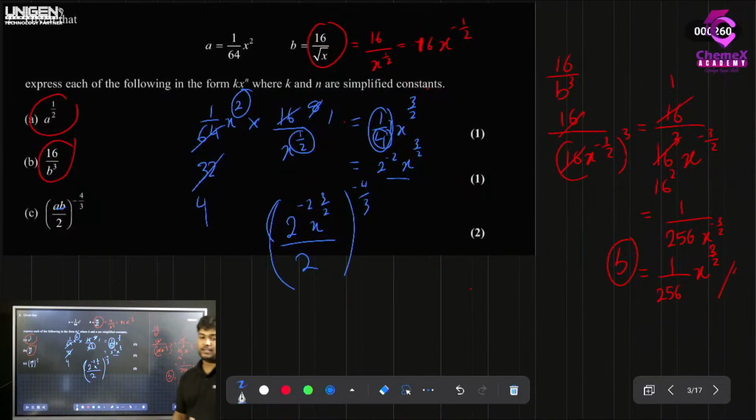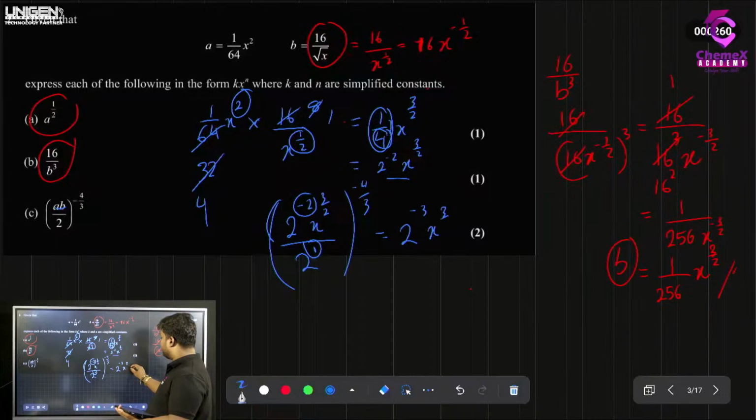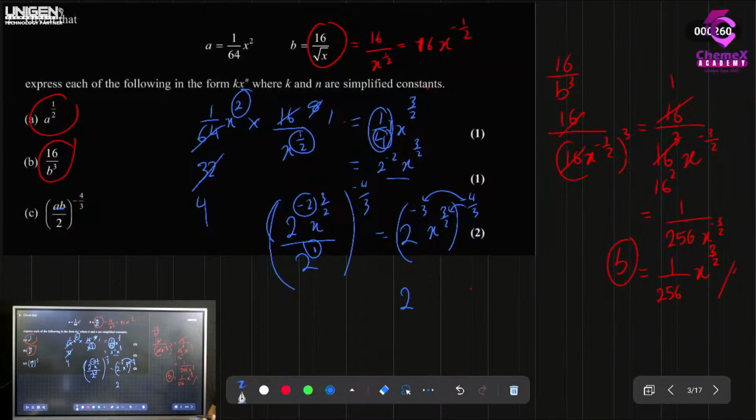Now what can you do? If you want, you can make it one term. Why? By subtracting this and this. So 2 to the power minus 2 minus 1 is how much? Minus 3, x to the power 3 over 2, and you have minus 4 over 3. Now you expand with each. So 2 to the power, what's 4 over 3 into 3? Into minus 3, it's minus 4.